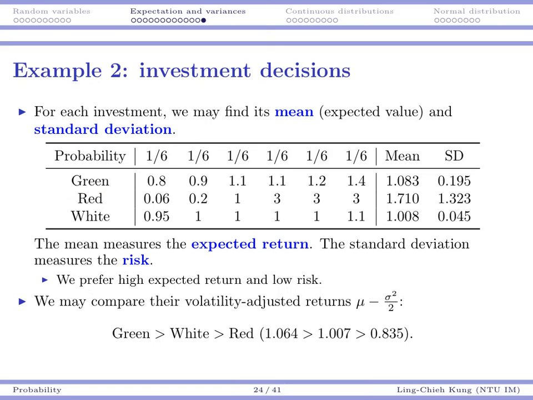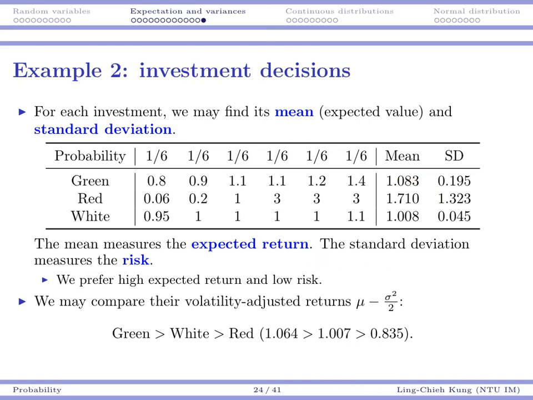Like for green, we know how to calculate the mean, right? It's just the weighted average of these numbers. For standard deviation, we also have the formula. So you may want to verify them by yourself. And then when we are talking about financial investments, the mean basically measures the expected return, and we prefer that value to be as high as possible. So in that case, the red is really a good one.